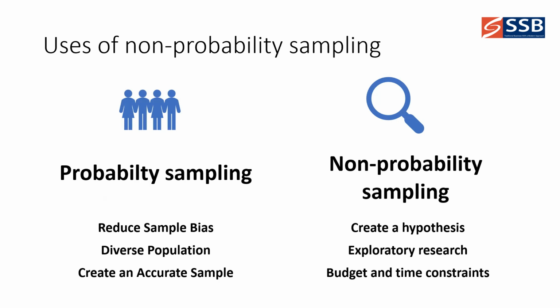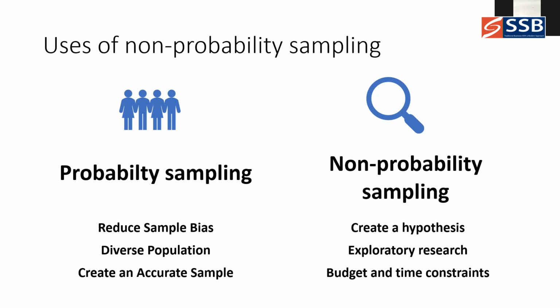The sample bias would be reduced because of probability sampling, and you have a diverse population. You will have a huge population, and you may have to find out, maybe by income groups, or it could be the demographic, depending upon the probability sample you are going to take up. And next is to create an accurate sample.